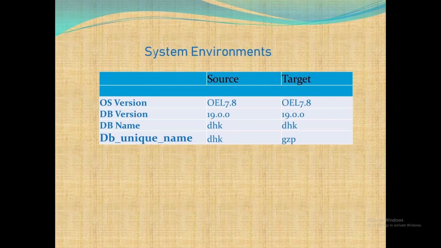We'll see our system environment. Our OS version is OEL 7.8 on both sides, and the DB version is 19.0. The DB name is DHK, the DB unique name for the source is DSK, and for the target it is GZP.